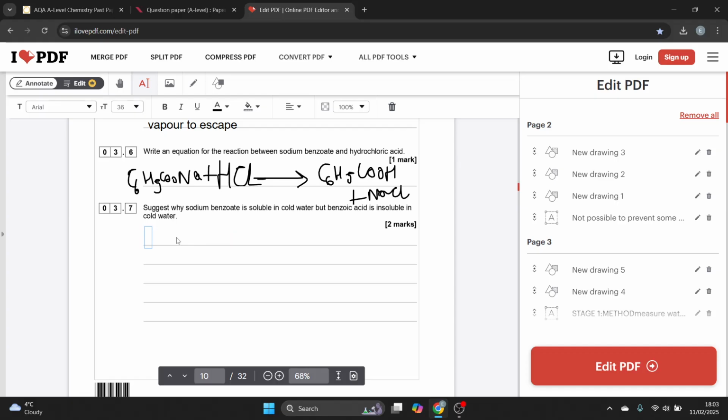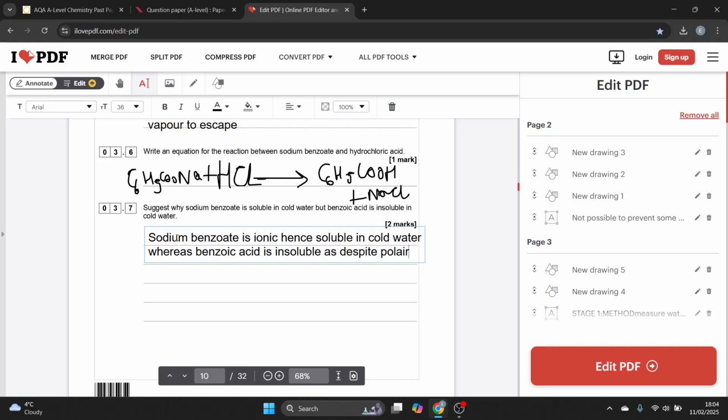Suggest why sodium benzoate is soluble in cold water, but benzoic acid is insoluble in cold water. The idea that sodium benzoate is ionic, hence soluble in cold water, whereas benzoic acid is insoluble as, despite the polarity of the COOH group, the benzene ring is non-polar.